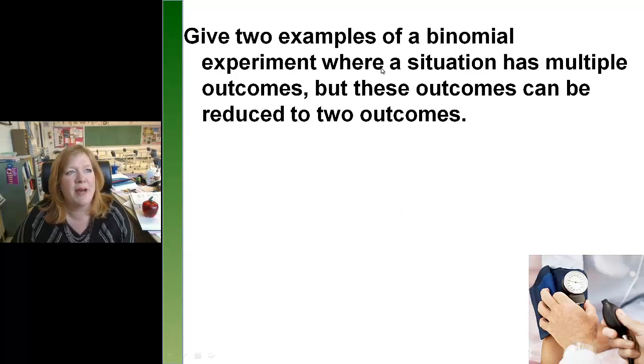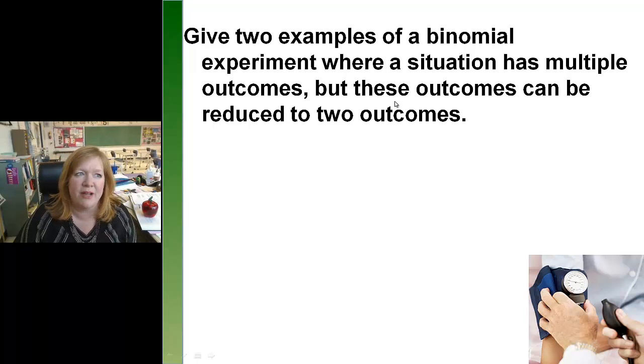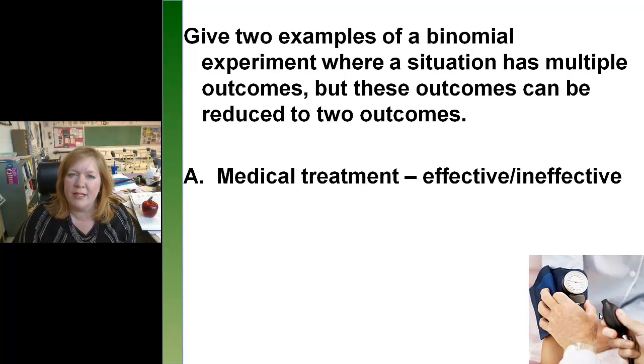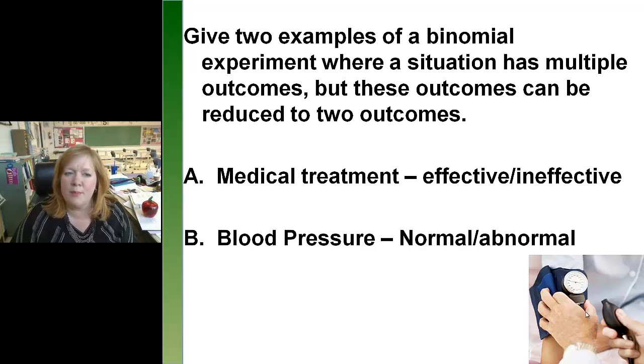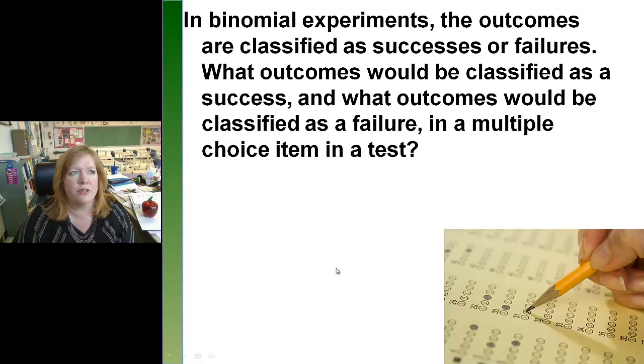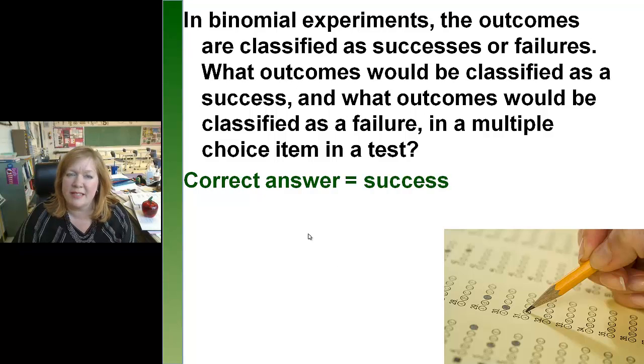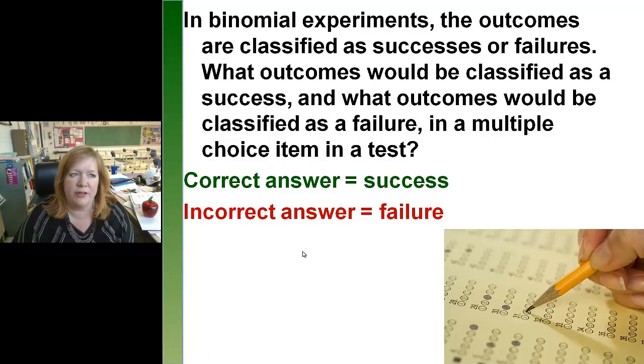Okay, so let's talk about a binomial experiment where a situation has multiple outcomes, but these outcomes can be reduced to two. For example, your medical treatment. Is it effective or not effective? They could talk about how, if you're doing chemotherapy, it shrank the tumor so much percent, but basically, is it working or is it not working? Part B, blood pressure. You've got this gauge here, but you know whether it's normal or abnormal for blood pressure. So you can take some situations and make them into binomial distributions. For example, with a multiple choice test, you could have a correct answer being success and an incorrect answer being failure.